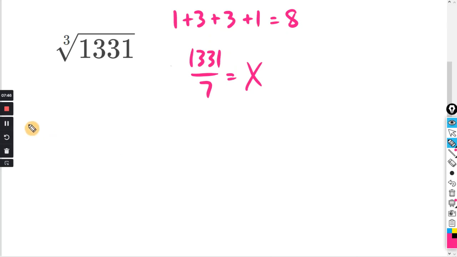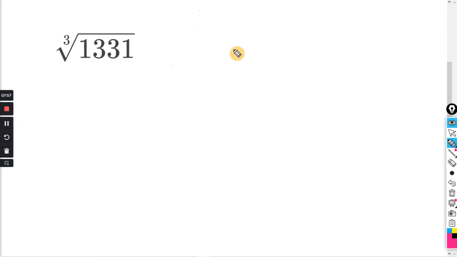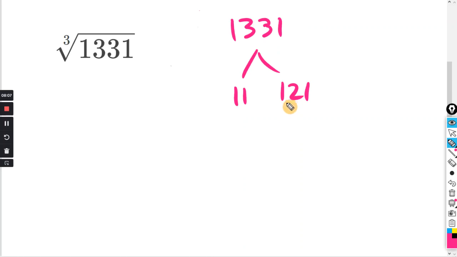Let me try 11. 1331 divided by 11 is 121. So I'm going to start my factoring tree with 11. So 1331, if you divide by 11, you get 121. And this is not an even number. That eliminates all the even numbers. 1 plus 2 plus 1 is 4, so it's not divisible by 3.